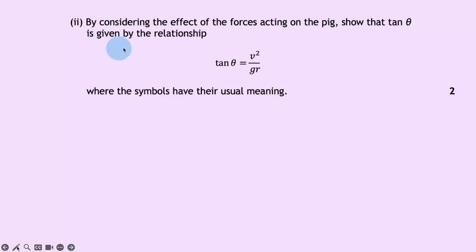B part 2 says by considering the effect of the forces acting on the pig, show that tan theta is given by the relationship tan theta equals v squared over gr, where the symbols have their usual meaning, and there's 2 marks available here. Well, the best way to answer this is to think about the forces acting on the toy.